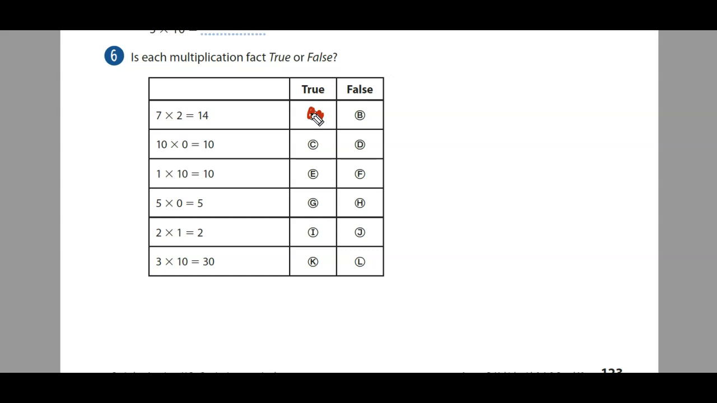Okay. 10 times 0 is 10. No, because again, any number multiplied by 0 is 0. So that's false. 1 times 10 is 10. Is that true or false? True. Okay. How about 5 times 0 is 5? Is that true? No. So what do I need to mark? False. We're going to use false instead of no.